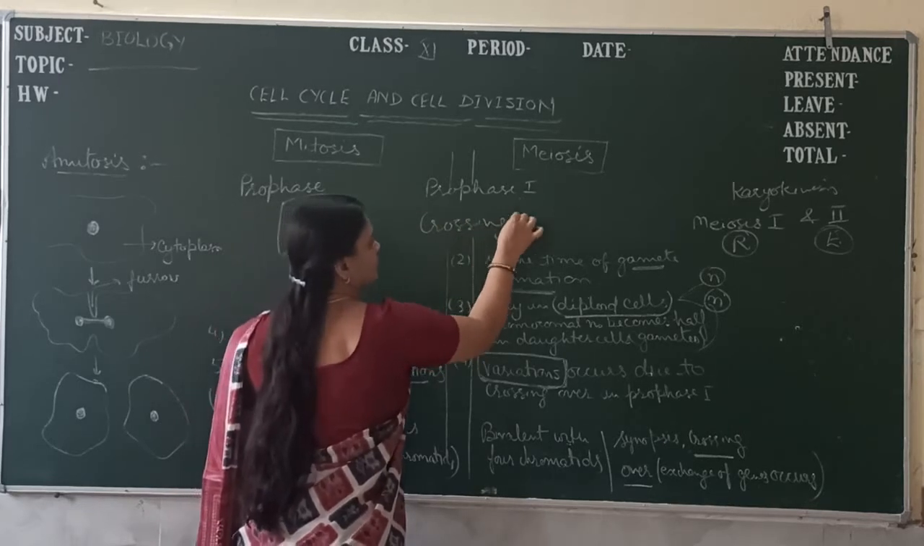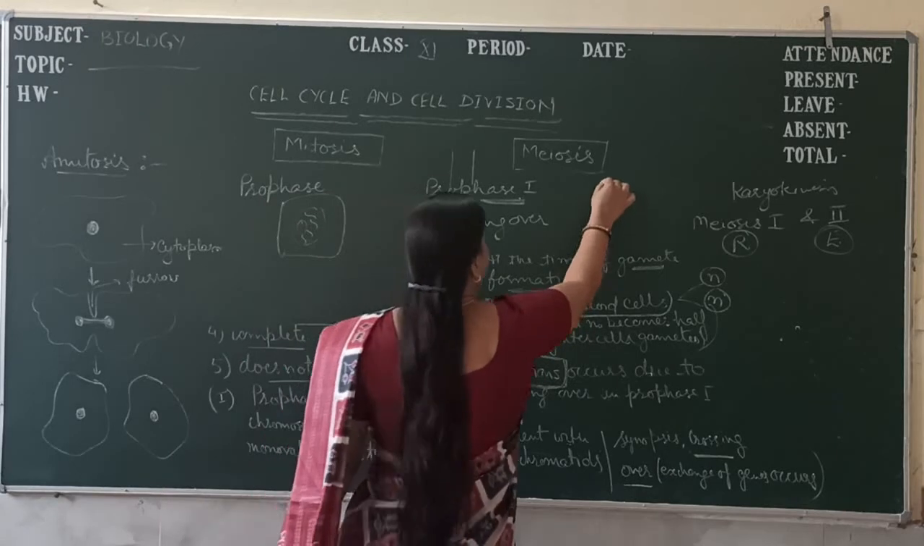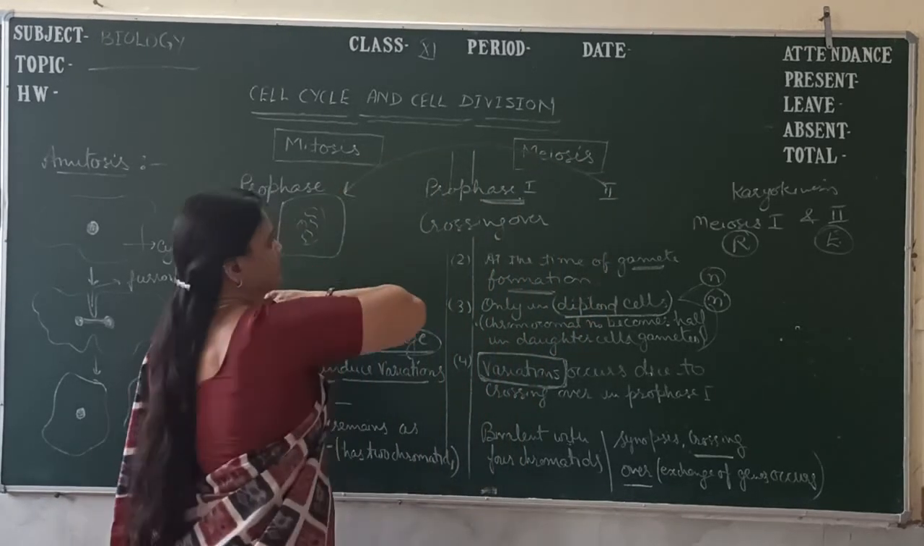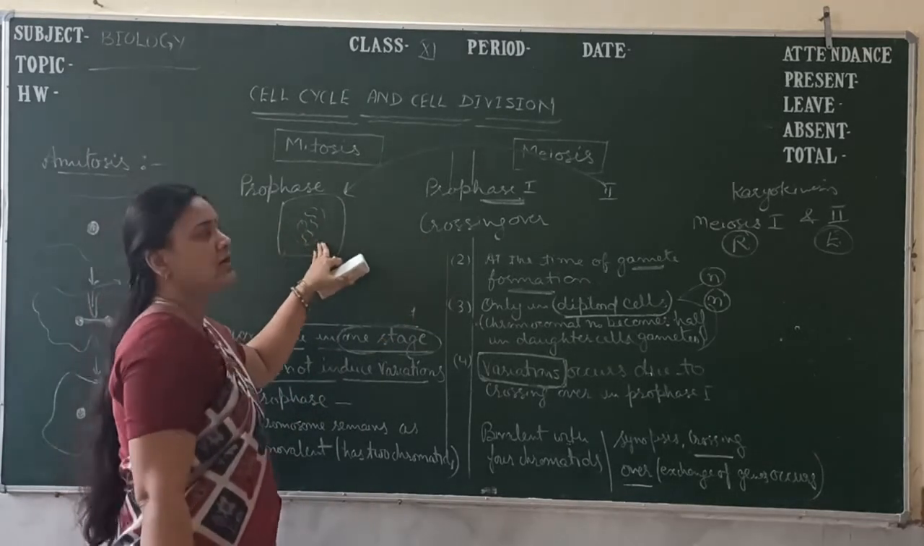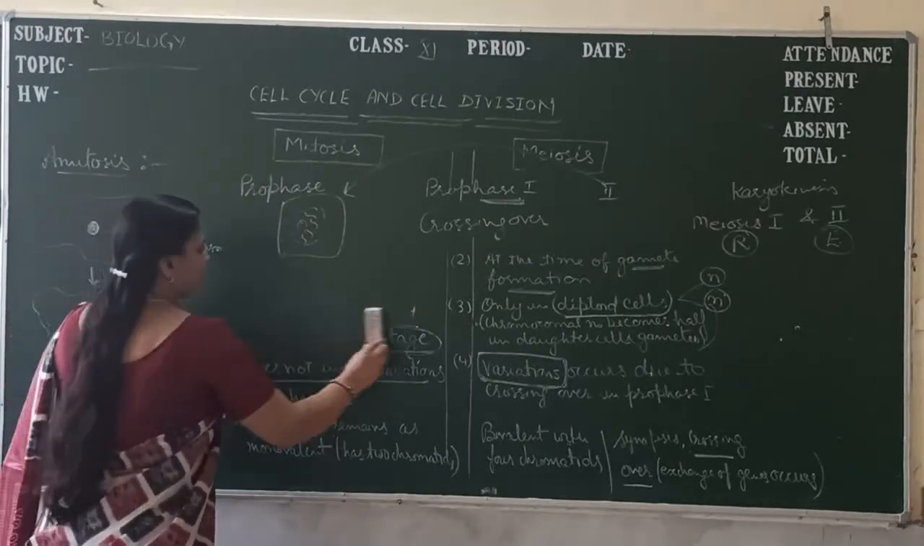So crossing over occurs in prophase first. Prophase second is similar to the prophase of mitosis. Only the nuclear membrane and nucleolus disappear and the chromatin network becomes chromosomes. Clear? Now we come to the metaphase.